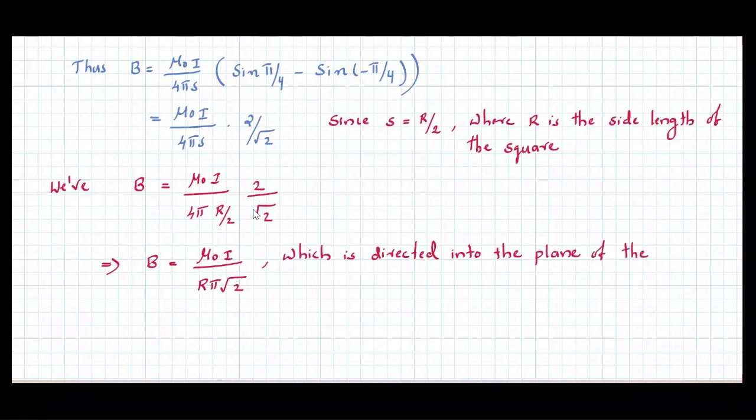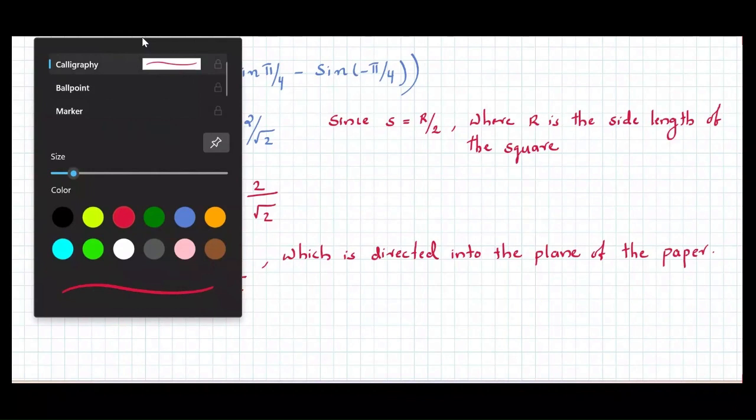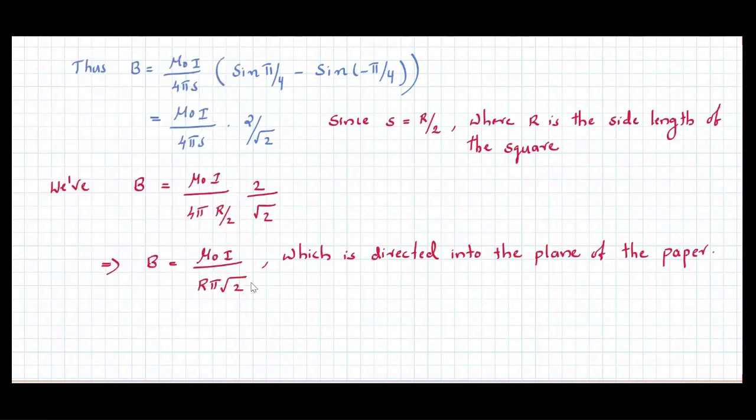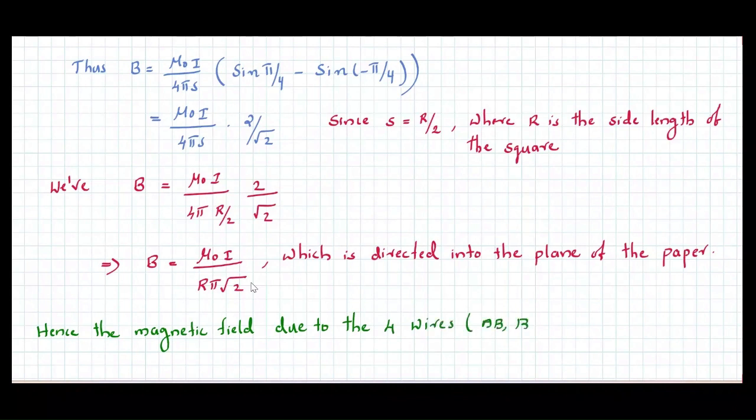Now what is the direction of the magnetic field? It is directed into the plane of the paper. This is the magnetic field at the point P due to the segment AB of the wire. B is equal to mu 0 I by R by root 2, where R is the length of the wire segment AB.